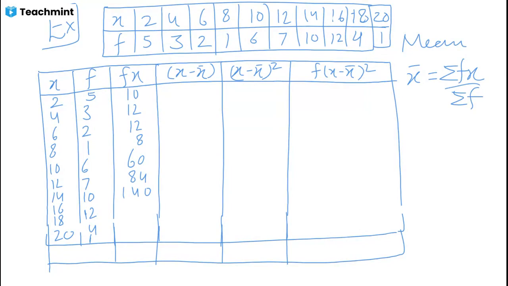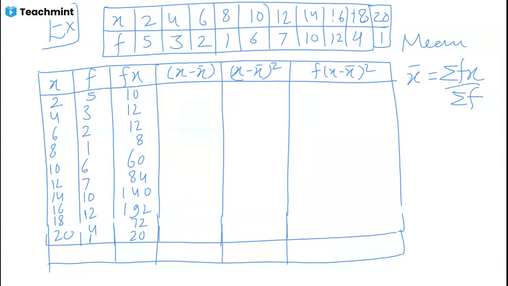So 140, then 16 into 12, we have 192, and 18 into 4, we have 72. Are you getting this? Yes, ma'am, I'm getting it. Okay. And 20 into 1, we have 20 only.